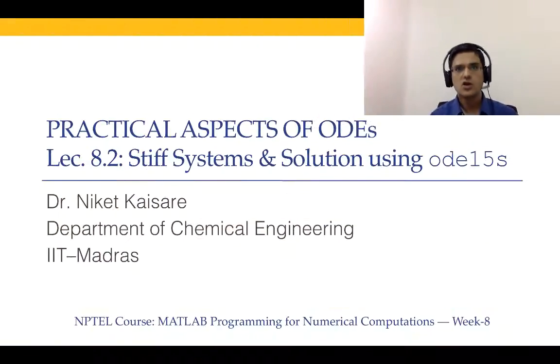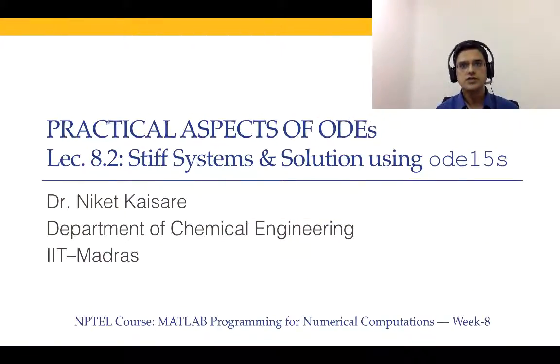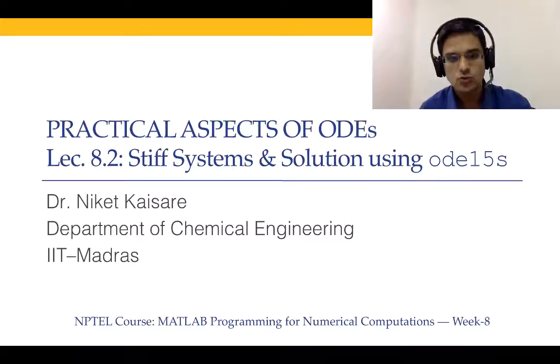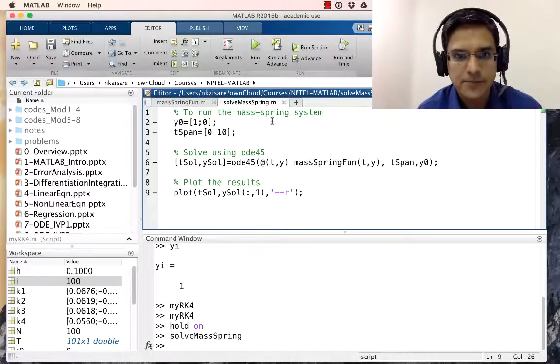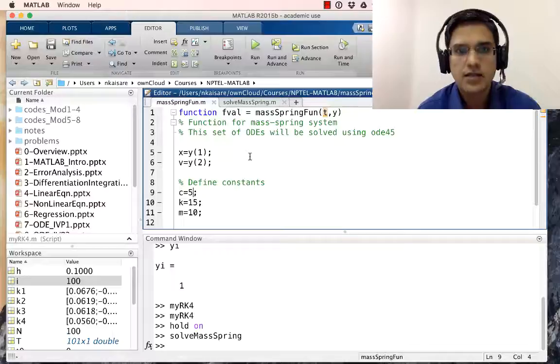What we are going to do is we will first start off with the same problem that we looked at in the previous lecture. So let's go to MATLAB and do that. Okay, so this is the solve mass spring example that we took earlier. What we have done in the previous lecture is this.